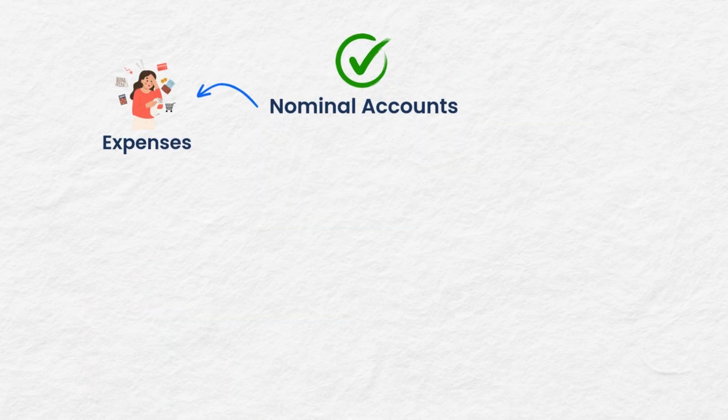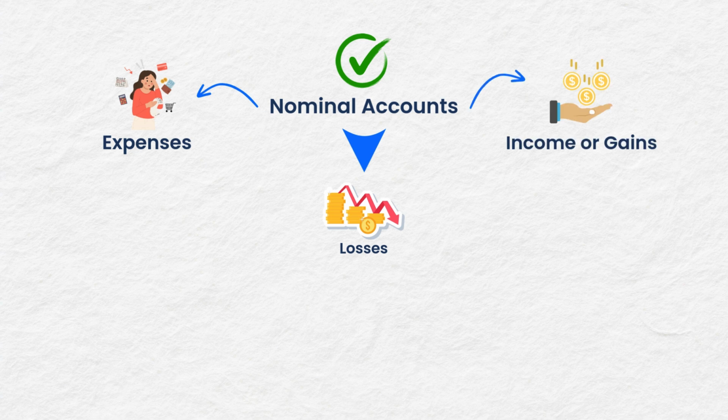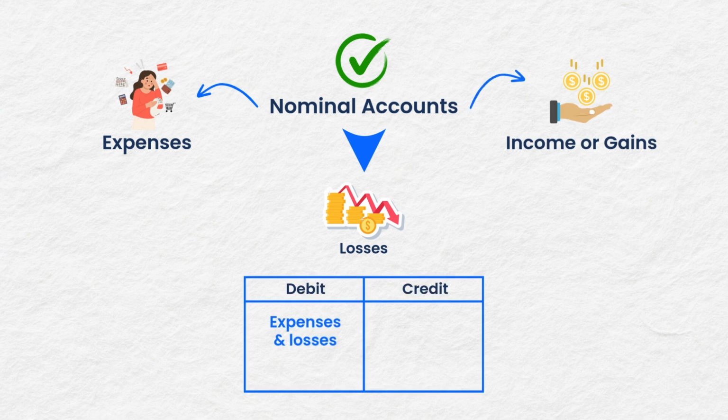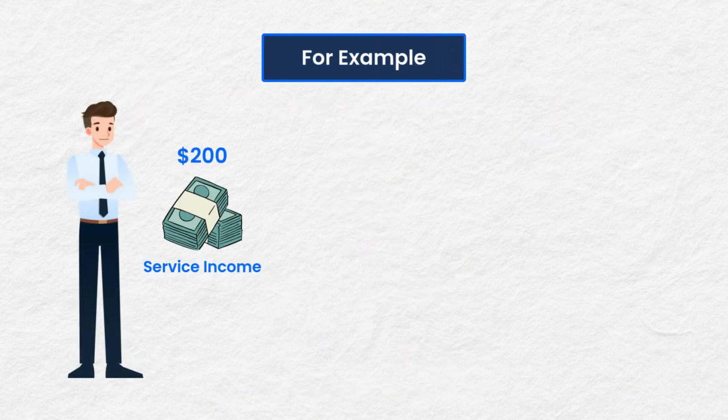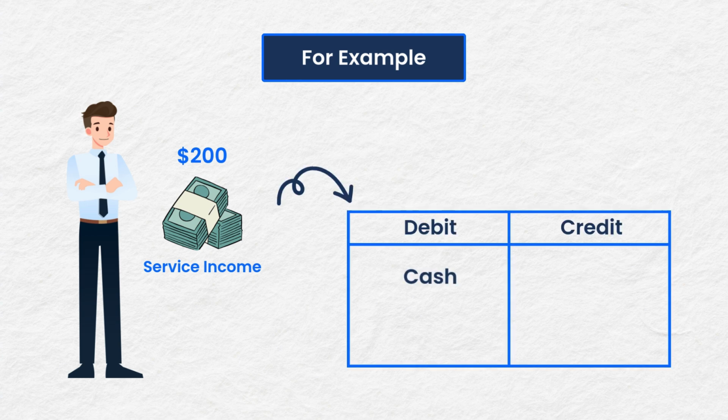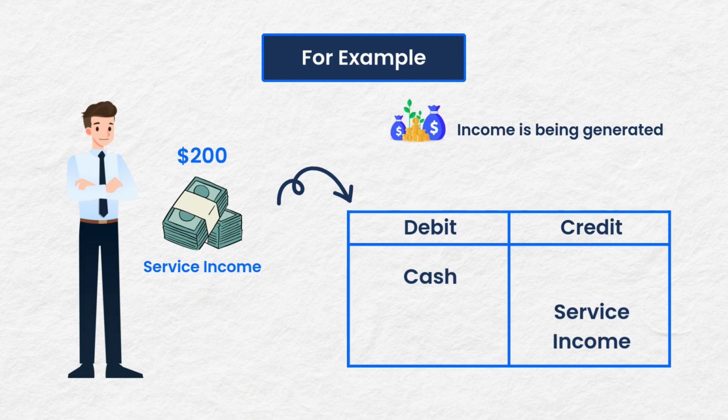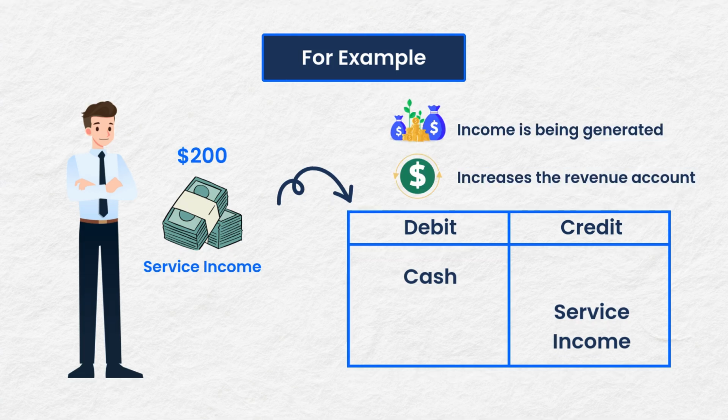Finally, we have nominal accounts, which are accounts that deal with expenses, losses, incomes, or gains. The rule for nominal accounts is debit all expenses and losses, and credit all incomes and gains. For instance, let's say your business earns $200 in service income. Here's how we record it. You debit cash because the money is coming into your business. Then you credit service income because income is being generated and that increases the revenue account. This ensures your income is properly recorded.